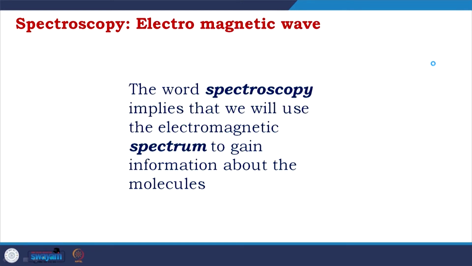The word spectroscopy implies that we will use the electromagnetic spectrum to gain information about the molecule. So, we put the ray in, it interacts with matter and a lot of changes happen. Looking at those changes, if we can characterize the properties of molecules or anything we want to study, our sample, that is actually called spectroscopy.